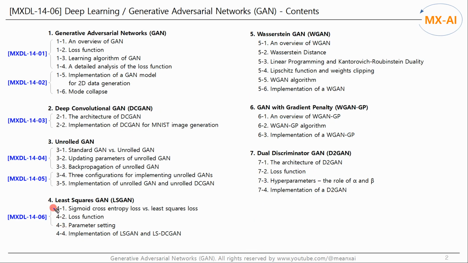So far, we have looked at the basic architecture of LSGAN and analyzed the loss function. In the next video, we will implement an LSGAN and an LSDCGAN to see if they improve the mode collapse phenomenon.